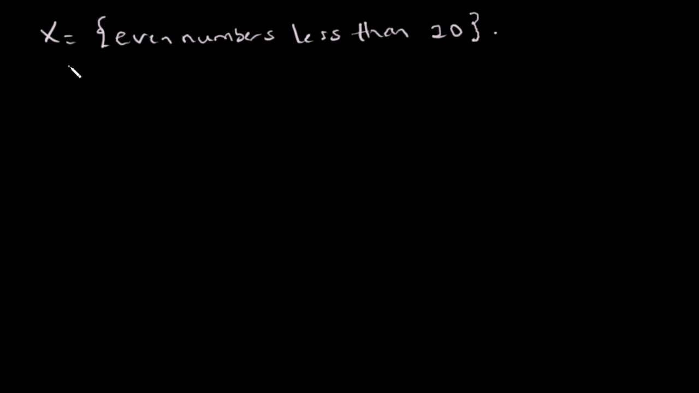Let's see another example. X is a set of even numbers less than 20. Even numbers start from 2. So we have 2, 4, 6. We'll go on and on. You represent that with an ellipsis until we get to 20. You see, it's finite. It's limited.